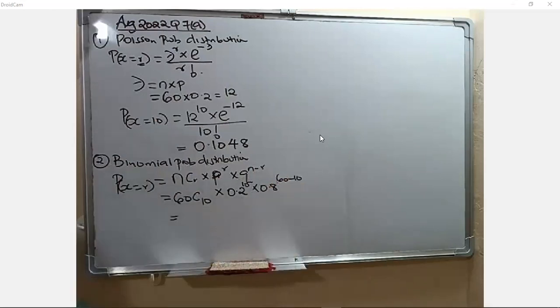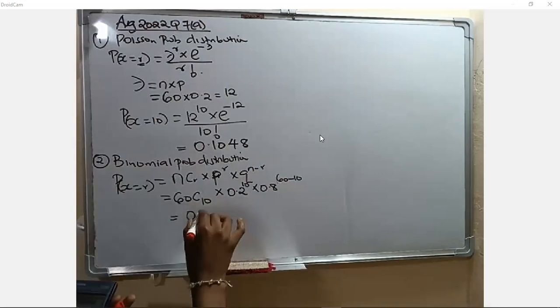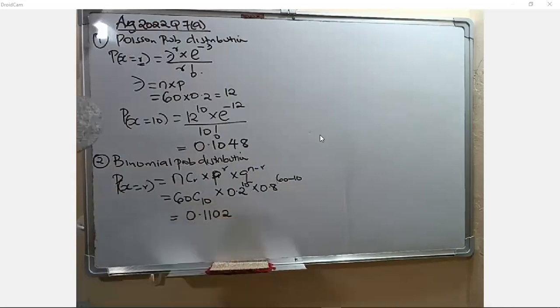We said we take 60. You press the N combination R button in your calculator. 60 combination 10 times 0.2, you raise to power 10 times 0.8, you raise to power 50. I'm getting 0.1102. 0.1102. Have we understood? Yes. Have you understood? Yes. Very good.